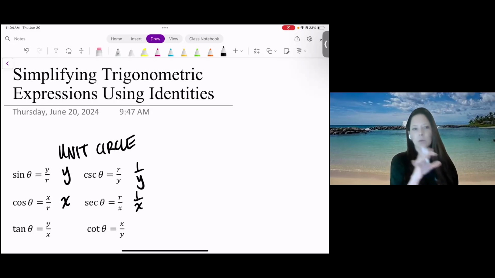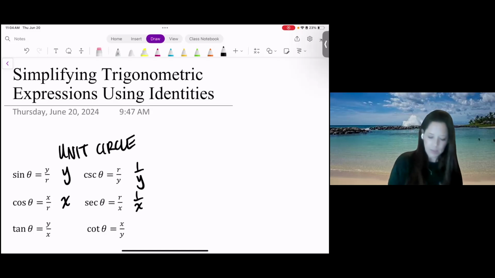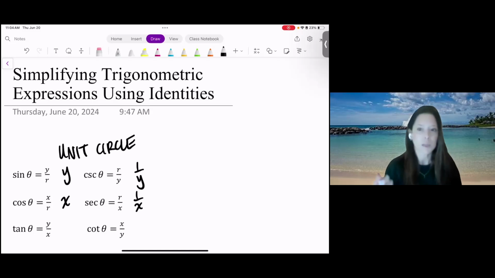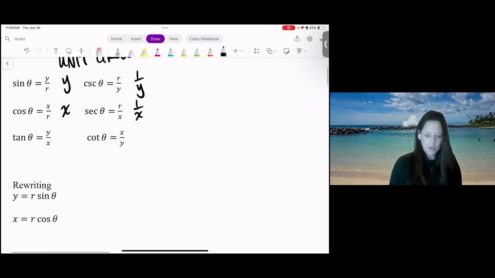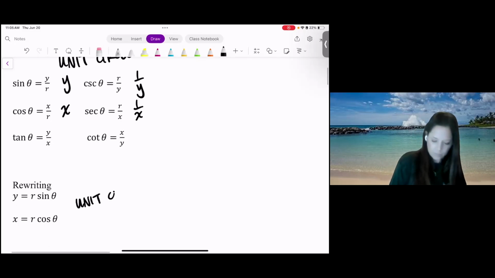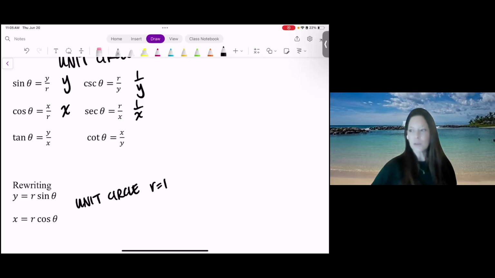If I was to rewrite and solve for y and x in terms of sine and cosine with theta, let's say I'm talking about the unit circle. That would mean that y would just be the sine of theta. But if I wasn't talking about the unit circle, y would be equal to r sine theta. That would be multiplying both sides by r. I'm going to use those to help me with the identities, okay?